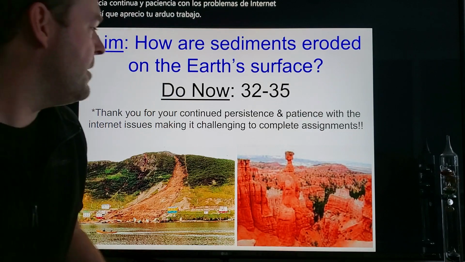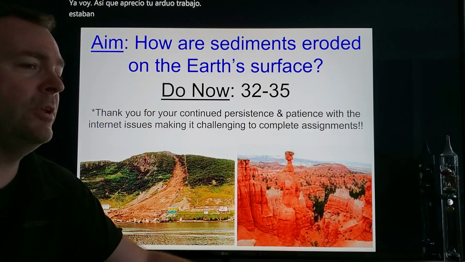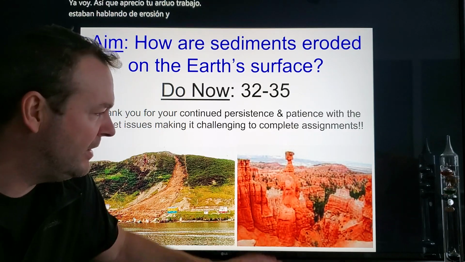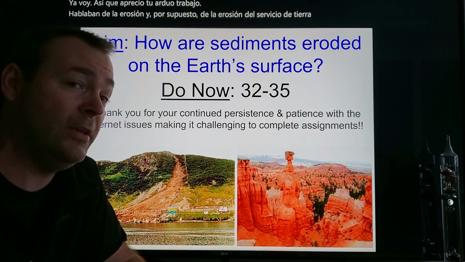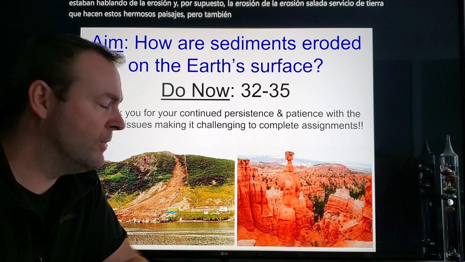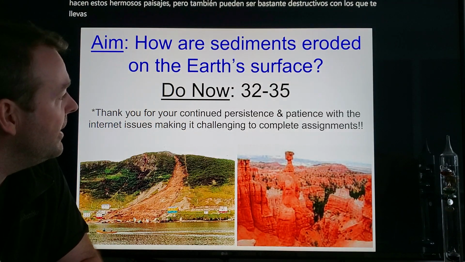Okay, today we're talking about erosion, and of course weathering and erosion sculpt the Earth's surface. They make these beautiful landscapes, but they can also be quite destructive. So you take the good with the bad, of course, and that's what we're going to be looking at today.